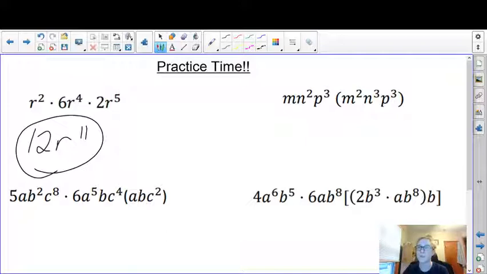Next, I see I have 3 different variables. I have m, n, and p. So because I have these 3 different ones, I'm going to take it one step at a time. So let's take a look at how many m's I have total. To the left, I have 1, and inside the parentheses, I have 2. So I have a total of 3 of them.